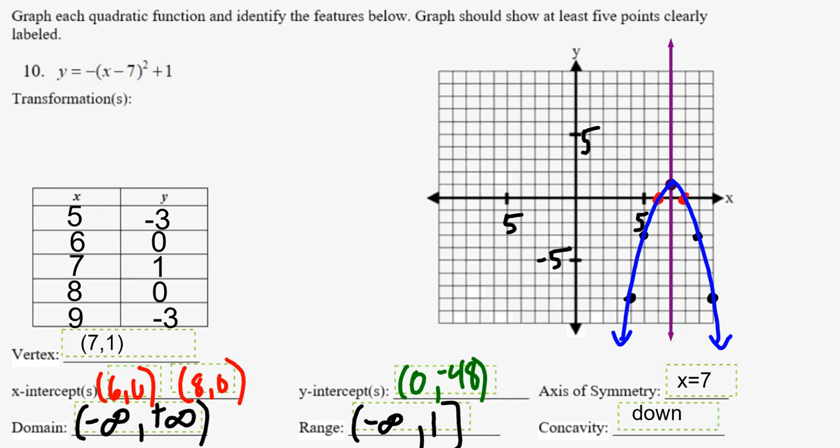So again, when it's in that vertex transformation format, how do you start? You think about each of the transformations and you plot your vertex, you plot your axis of symmetry. You then pick values to the left of that vertex and axis of symmetry and to the right, substitute them into your pattern to get their outputs. Plot them to create your graph, and then you can answer your key features.